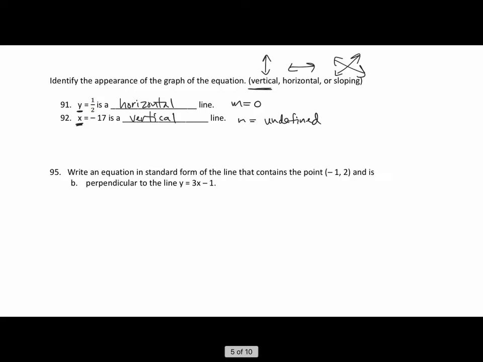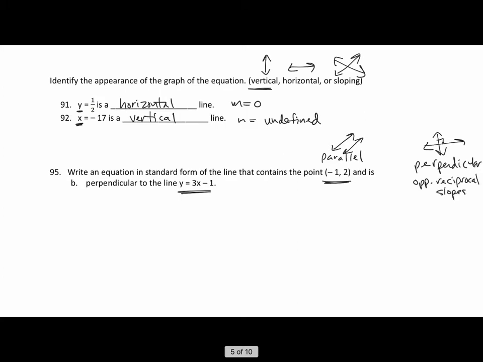So 95, we want to write an equation in standard form of a line that contains this point, and it's perpendicular to this line. So we'll have to remember what perpendicular means. Parallel are lines that have the same slope, right? 2 lines that have the same slope, that's parallel. But perpendicular are 2 lines that have opposite reciprocal slopes. And that is why they form 90-degree angles. So that's what makes 2 lines perpendicular to each other, is they intersect at a 90-degree angle. And that's because they have the opposite reciprocal slopes.